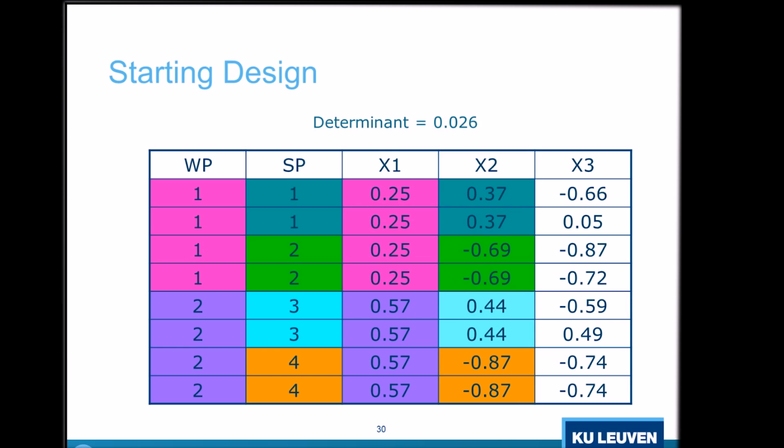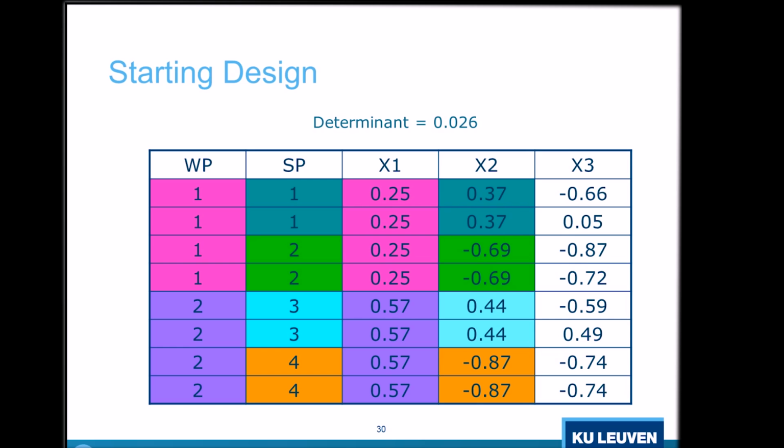And what the coordinate exchange algorithm does is it walks through the design, coordinate by coordinate, and it tries to optimize every value in that design matrix. And by optimizing every value, I mean the algorithm searches for the value that maximizes the determinant of the information matrix. And I will now click through the design.